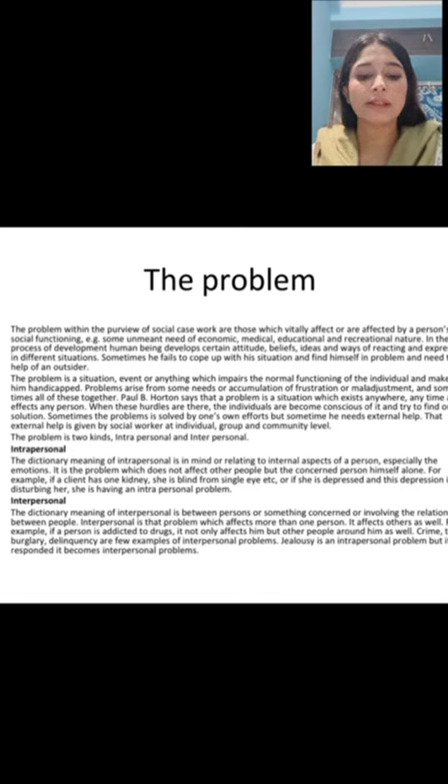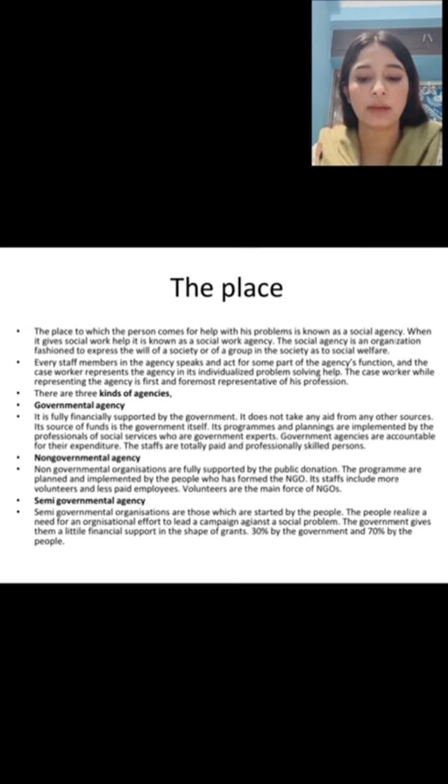Then the third component is the place. The place to which the person comes for help with his problems is known as a social agency. When it gives social work help, it is known as a social work agency.